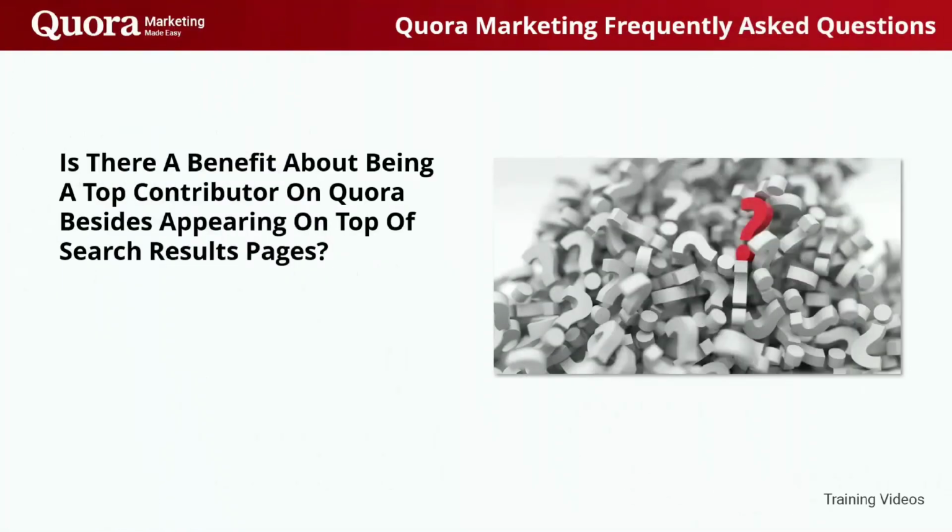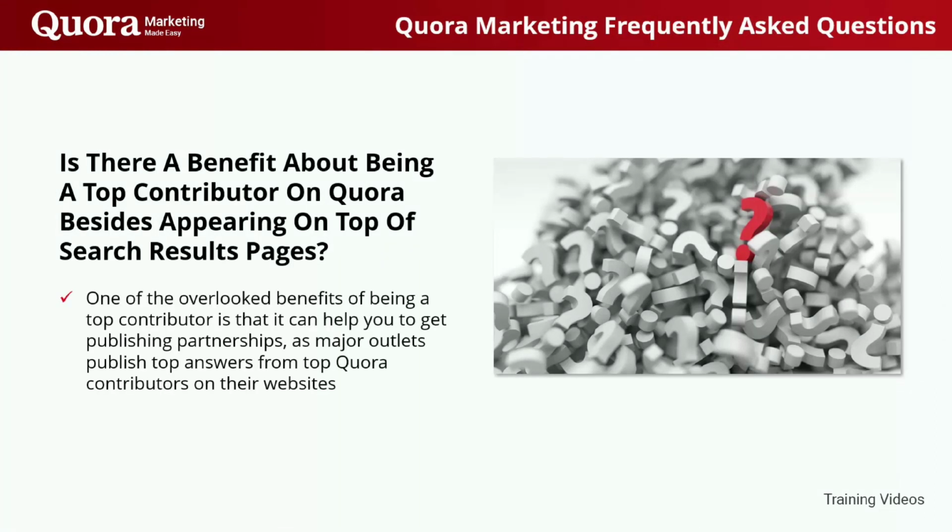Is there a benefit about being a top contributor on Quora besides appearing on top of search results pages? One of the overlooked benefits of being a top contributor is that it can help you to get publishing partnerships, as major outlets publish top answers from top Quora contributors on their websites. This is a great opportunity to expand your brand to a larger audience.